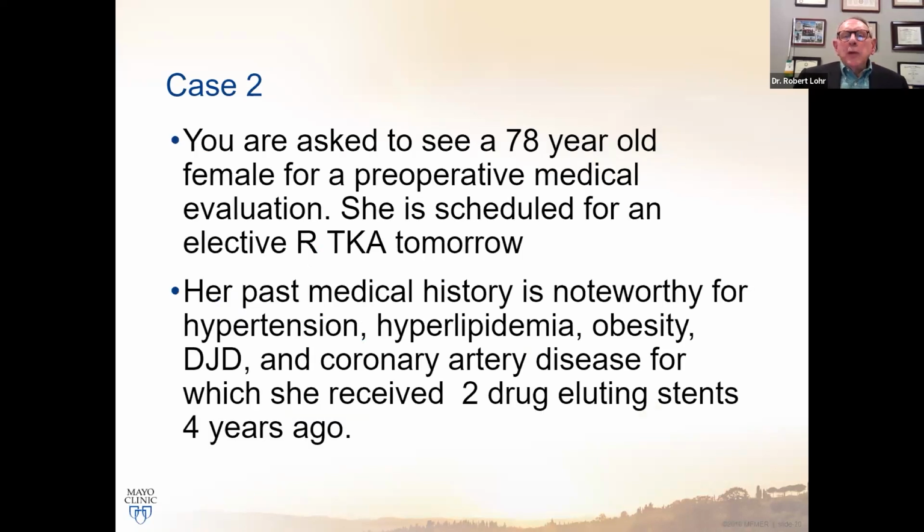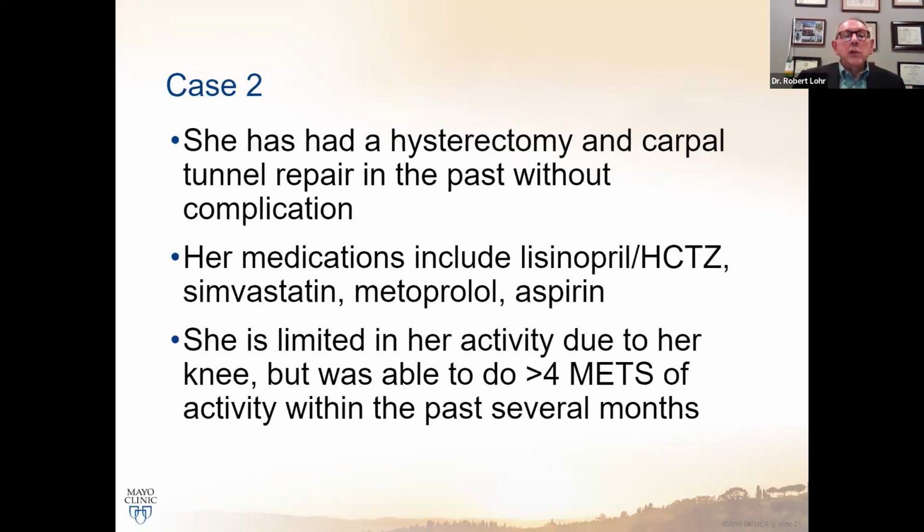Case 2, and this may be a little more typical, more complex patient that you, I think, would see. This is a 78-year-old female you're seeing for a preoperative medical evaluation, and she's scheduled for a right total knee arthroplasty tomorrow. Her past history is noteworthy for hypertension, hyperlipidemia, obesity, DJD, and coronary artery disease, for which she received 2 drug-eluting stents 4 years ago, and she's done well from that standpoint since.